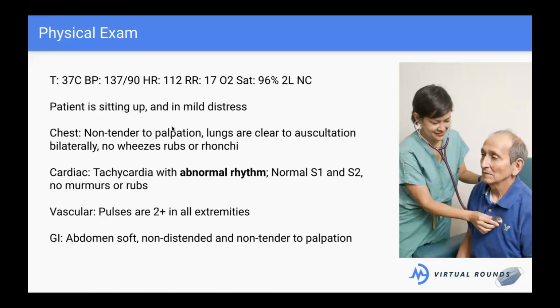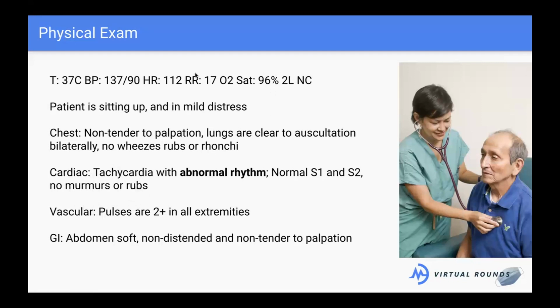On chest exam, we press on his chest. He's non-tender to palpation. We listen to his lungs and it's clear. No wheezes, rubs, or rhonchi. So wheezes is like an asthma sound. Rub is literally, you can hear the pleura of the lung kind of rubbing against the other pleura. And rhonchi is kind of like a crackly sound. So his lungs sound fine. I don't know why I did this with the oxygen, to be perfectly honest with you.